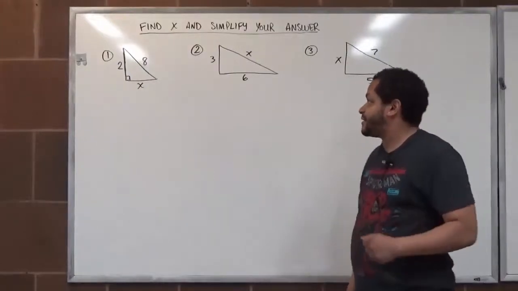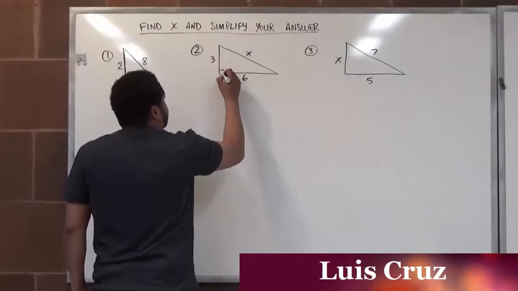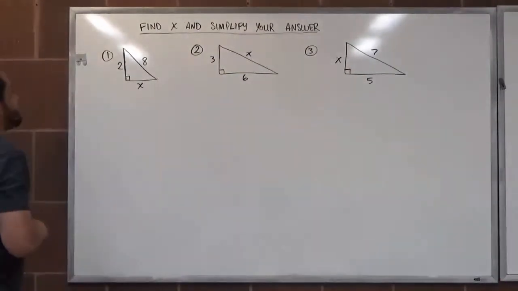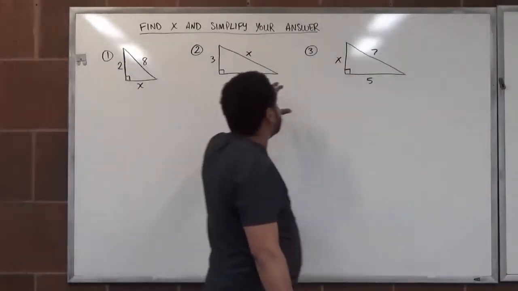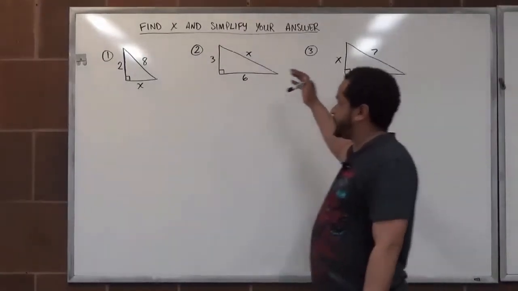Welcome to helpyourmath.com. In this video we're going to be solving for x by using these right triangles and the properties of right triangles, and simplifying our answer once we solve for it. Remembering that we're using the Pythagorean theorem when we're using right triangles for each one of these cases.